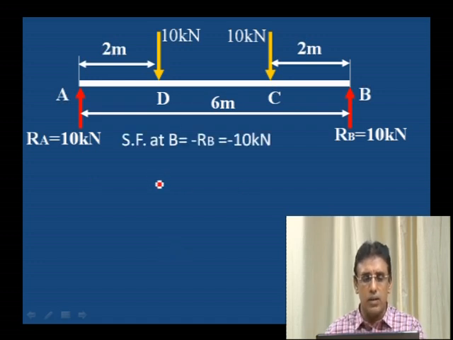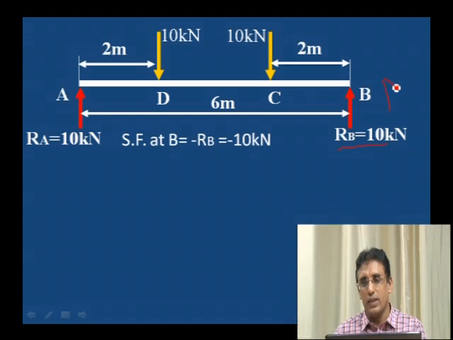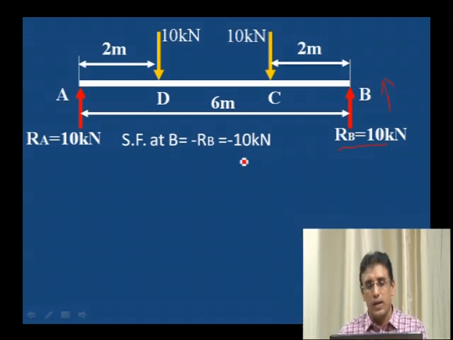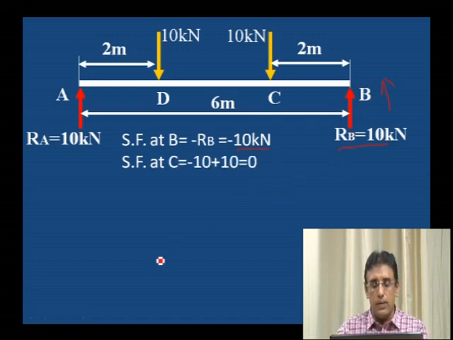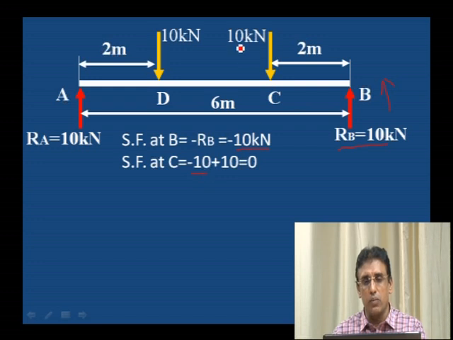Shear force at B point is 10 kilonewton in the vertically upward direction, so minus 10. Why is it minus 10? Because it is the upward direction. Then shear force at C point: the previous value is minus 10, plus one more point load is added, plus 10. Downward is plus and upward is minus. Therefore, shear force at C becomes 0.